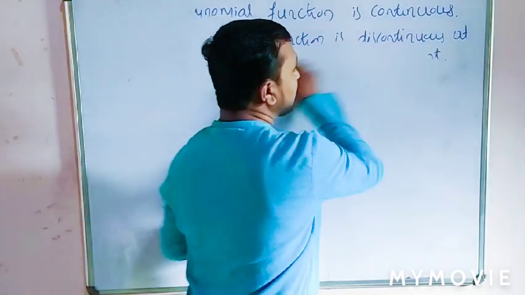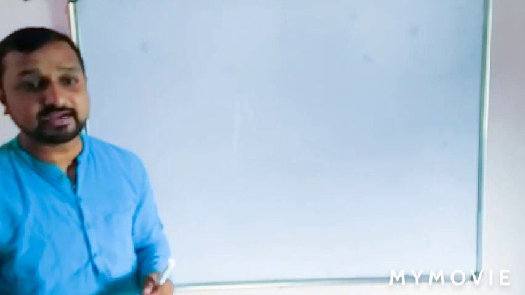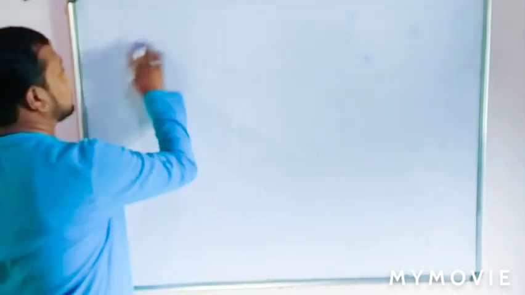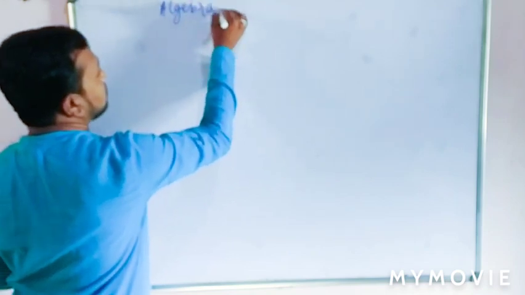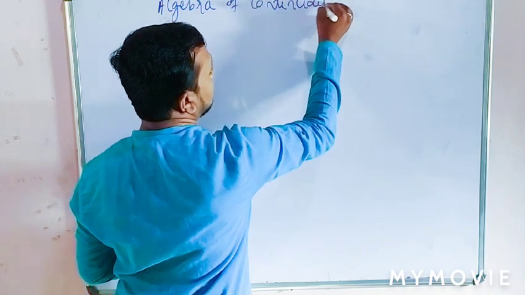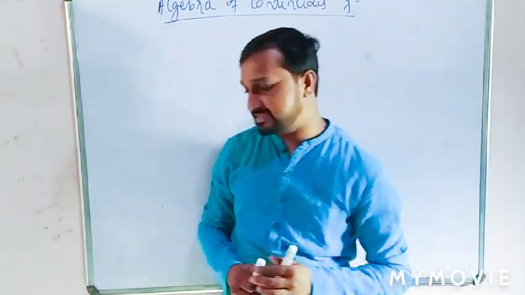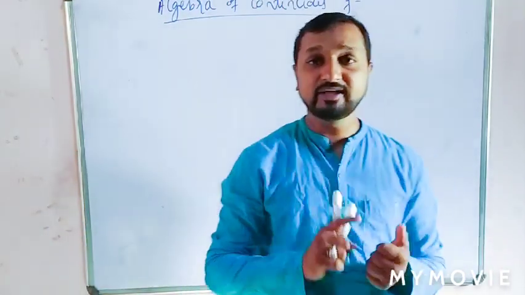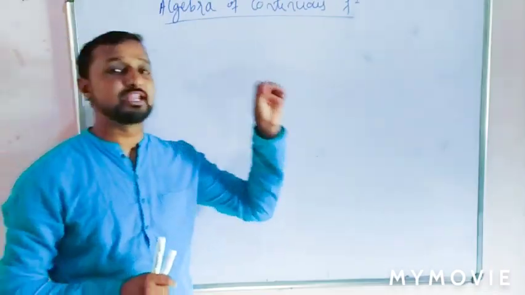And next we discuss the algebra of continuous functions. What is that? Algebra of continuous functions. So what is algebra? Already we know that algebra is nothing but addition, subtraction, multiplication and division. In first PUC, in the limits and derivatives concept, we already studied the algebra of limits.